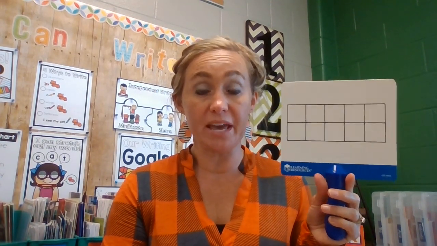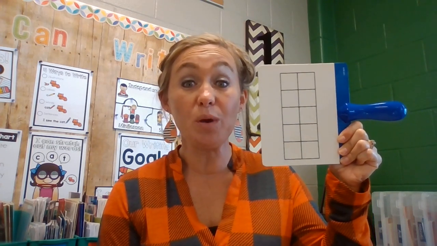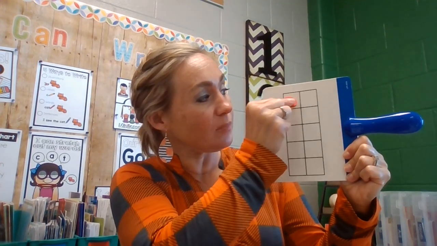We're going to practice making 5 again today. Yesterday I was holding my 10 frame this way horizontally. Today I'm just going to turn it and hold it vertically so it's going up and down. And I want you to tell me how many more to make 5. So if I put on 2 circles, how many more do I need to add to make 5?